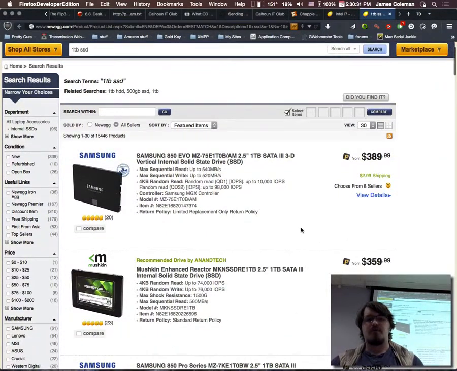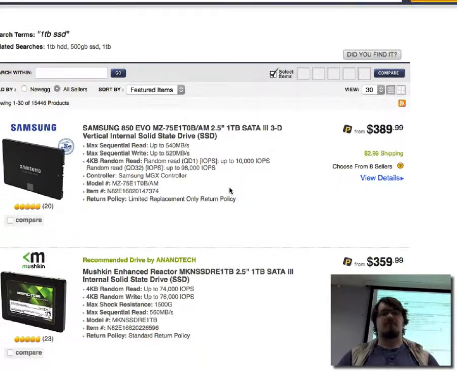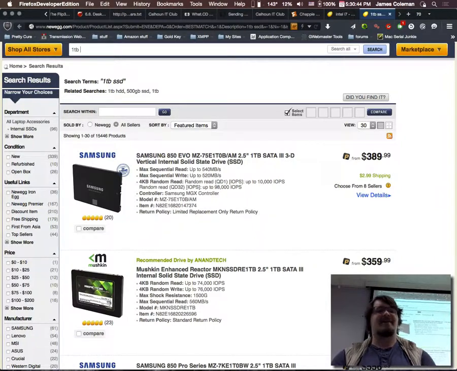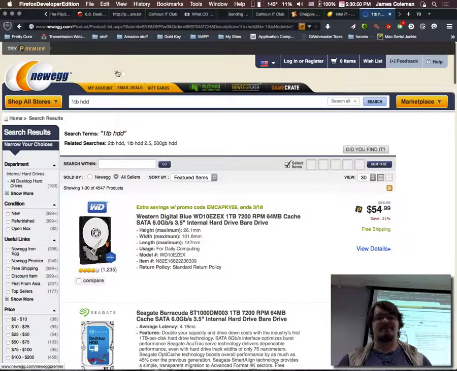So for a 1 terabyte SSD, it's about $400. 1 terabyte? Yep, right here, that's Samsung. They've come down a lot. And for a 1 terabyte hard drive, oops, too many HDs in there. That's $54. So you can see the price difference there. It's a huge price difference.